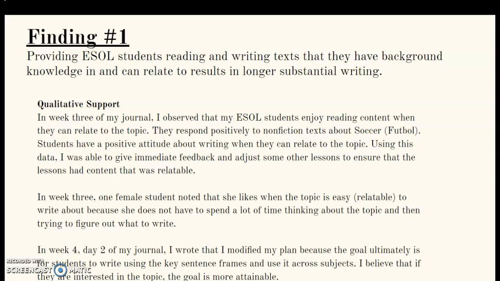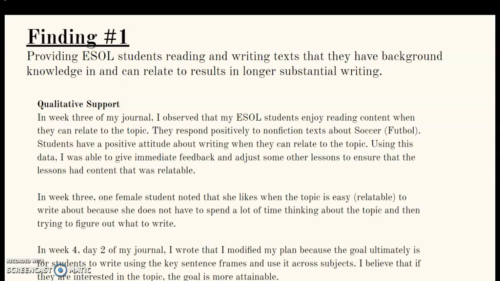in my journal during week 3, I observed that my ESOL students really enjoyed reading content when they could relate to the topic. So if that topic was on soccer, which was a nonfiction text, the students responded positively. They wrote longer. They had a positive attitude about writing when they could relate to the actual topic. Using this data, I was able to give immediate feedback and adjust some other lessons to ensure that the lessons had content that was relatable.